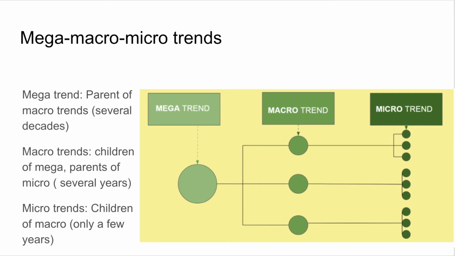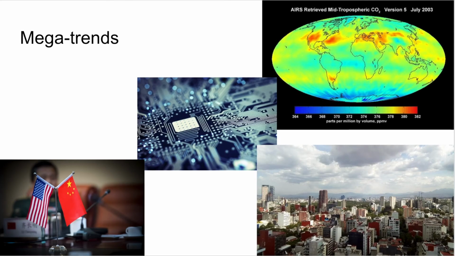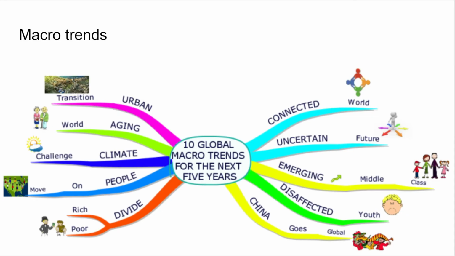Let's go into examples here. The mega trends here, we can see urbanization, global heating, tech development. These are mega trends. They've been around for several decades. We all know that they're going to have a huge effect on society as we know it. So that's definitely going to shape the future. But these mega trends then spawn macro trends.